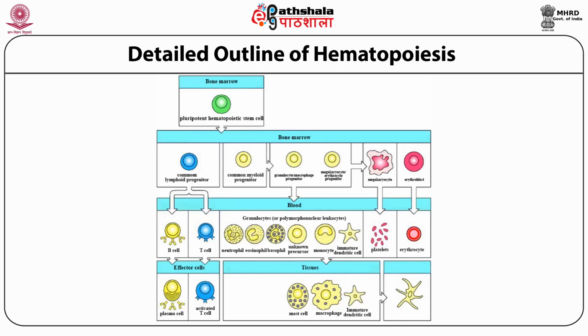common lymphoid progenitor, which gives rise to lymphocytes; common myeloid progenitor, which gives rise to granulocytes, which are also called polymorphonuclear white blood cells or leukocytes. The red blood cells and platelets also arise from this common myeloid progenitor. The differentiated myeloid cells, which occur further down the line and are present in the different tissues, are mast cells, macrophages, and immature dendritic cells.